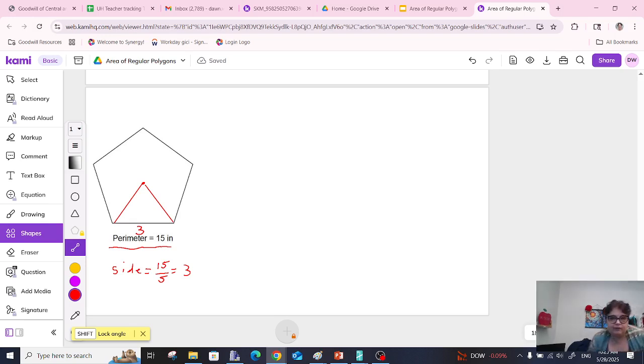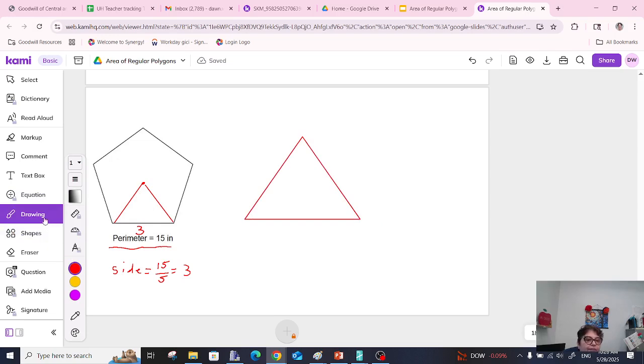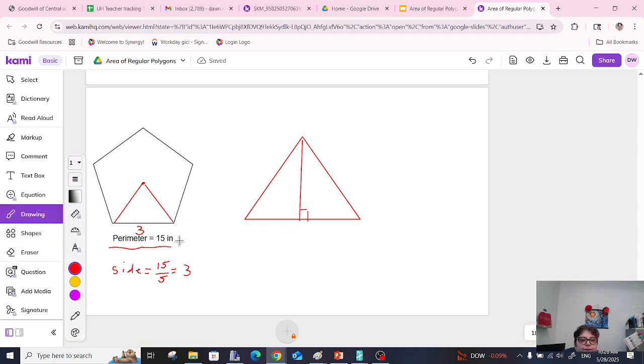Okay, so now I draw a new triangle just so I can work with it, because this is too little of an area. I draw an apothem, right? This height of this triangle is the apothem of the pentagon. If this whole length is 3, what's half of 3? Yes, this would be 1.5.